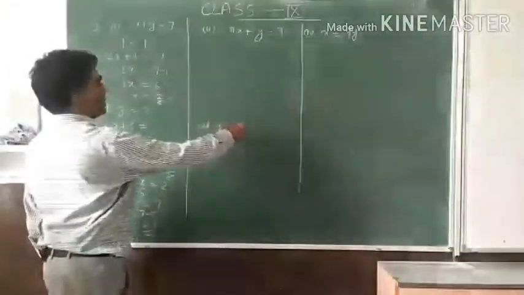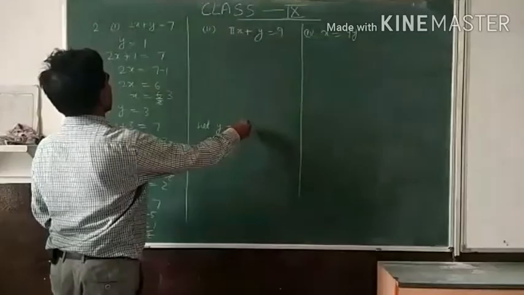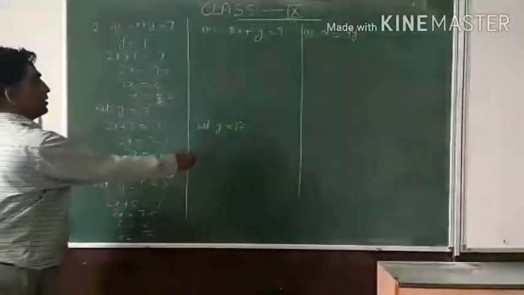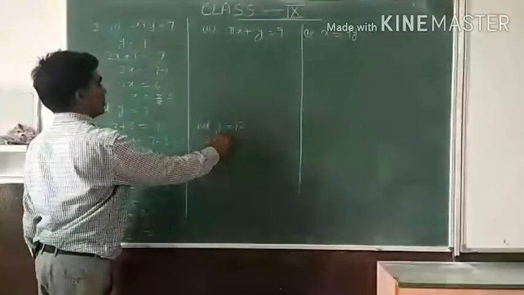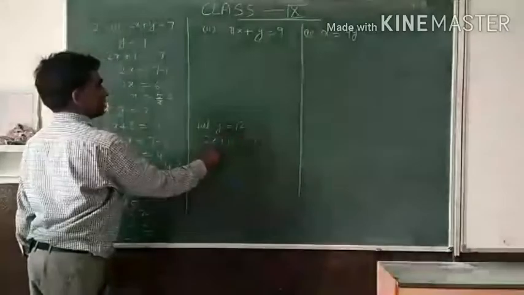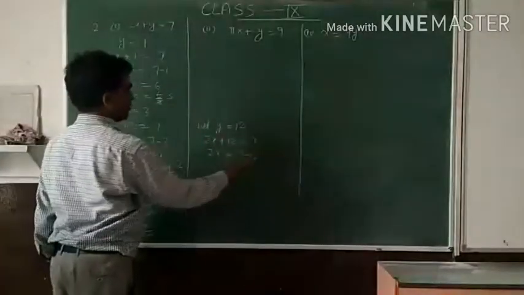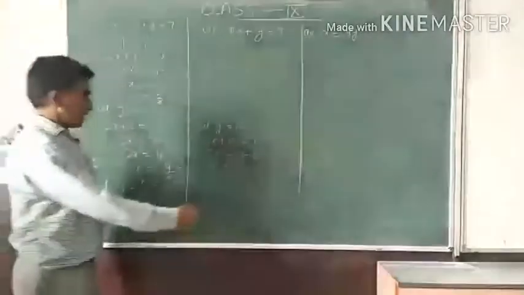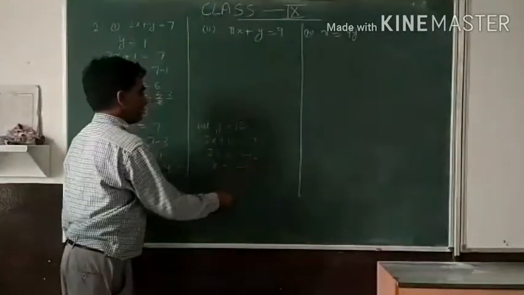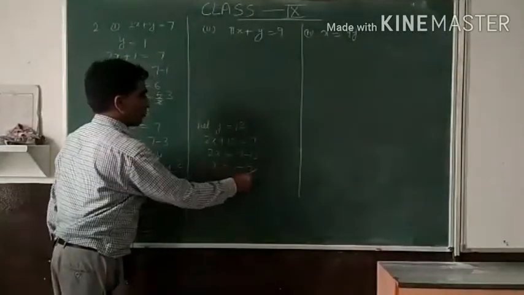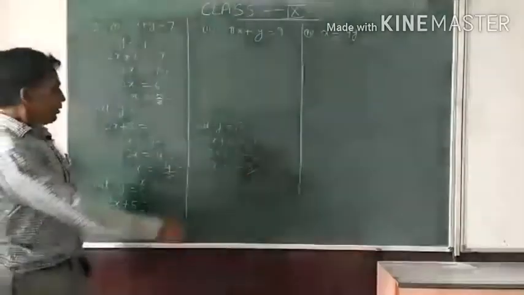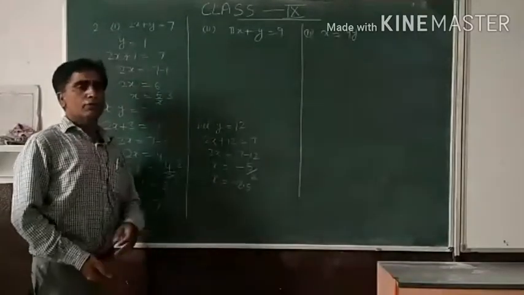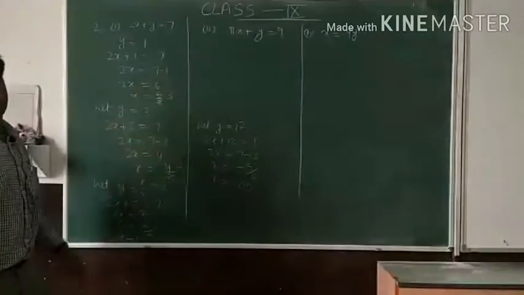Now let us take y is equal to 12. What do we get? 2x plus 12 is equal to 7. We get 2x equals 7 minus 12. x is equal to 7 minus 12, a negative number, which is minus 5. We get minus 5 upon 2, or you can write minus 2.5. Any value you can take and find 4 solutions out of these.